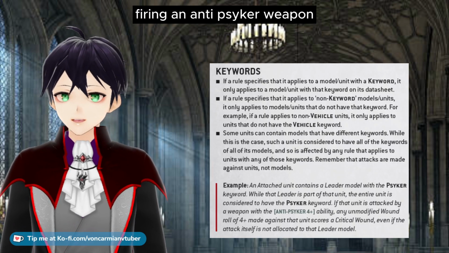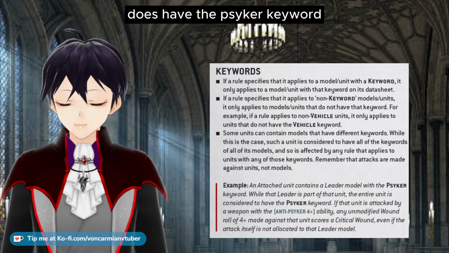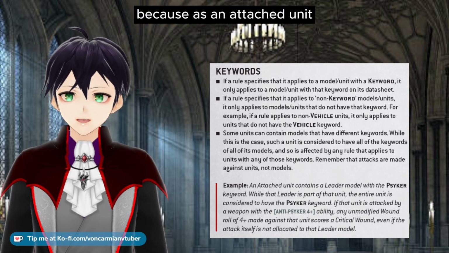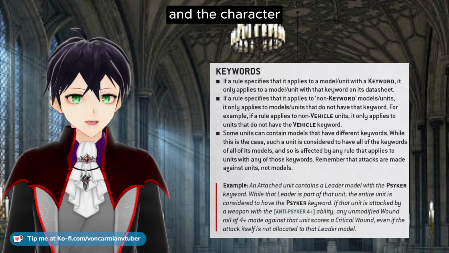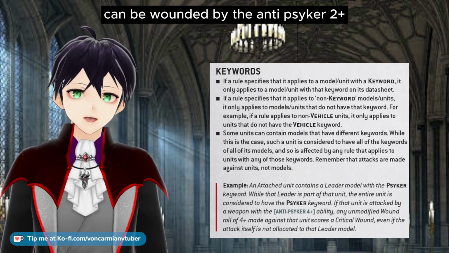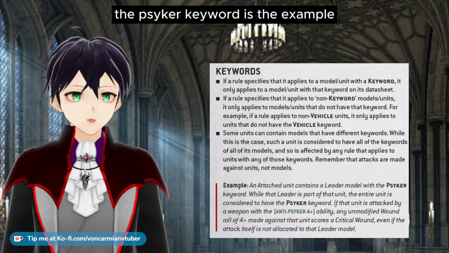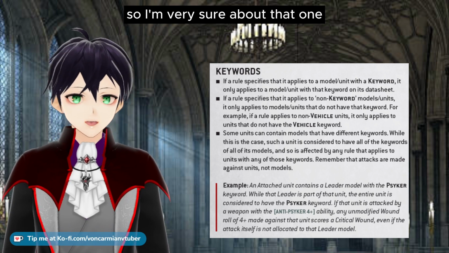Firing an anti-psyker weapon like the Condemned Bolt Gun at the Neurotyrant and Neurogaunt, the attached unit does have the Psyker keyword, because as an attached unit, the bodyguard and the character share all the keywords. So any model in that unit can be wounded by the Anti-Psyker 2+ Condemner Bolt Gun, not just the Neurotyrant. The Psyker keyword is the example used in the rules commentary, so I'm very sure about that one.